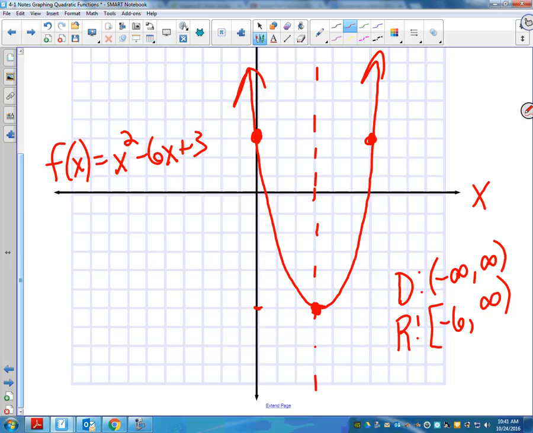Could you figure out what that y value was without having a graph? Mm-hmm. What part of the graph is that low point going to be on? The minimum or the maximum? What's this point also called? The vertex, which means if you know the vertex, the y coordinate of that vertex is going to be your maximum or your minimum, which is also going to be your range.